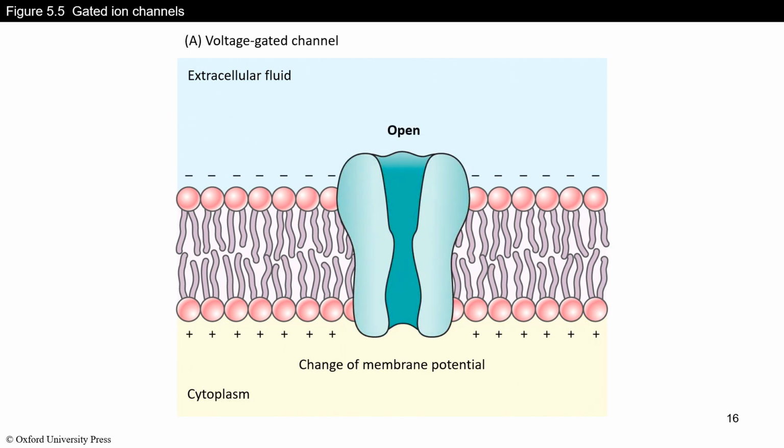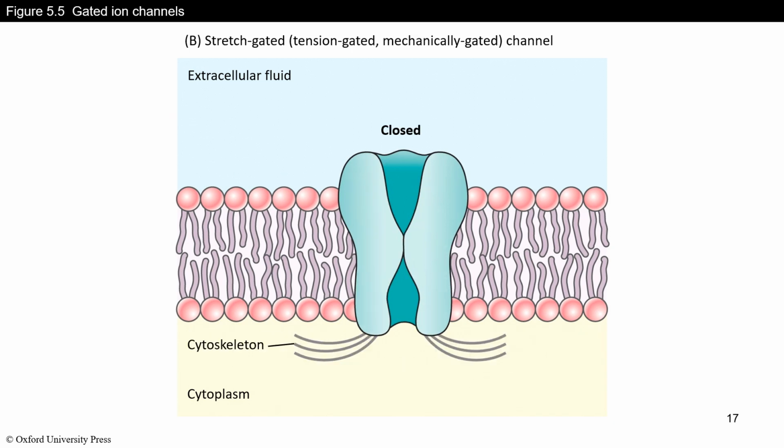Now the charges on either side of the membrane have changed. This change in the voltage on either side of the membrane triggers the opening of the channel gate. Here's a stretch-gated channel, which is also known as a tension-gated or mechanically gated channel. As the name implies, this channel will open when the cell membrane is stretched or moved in some way.